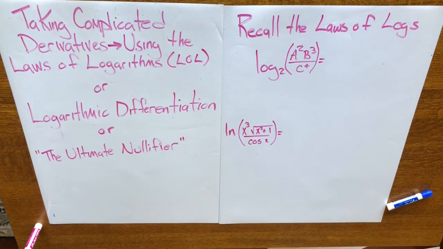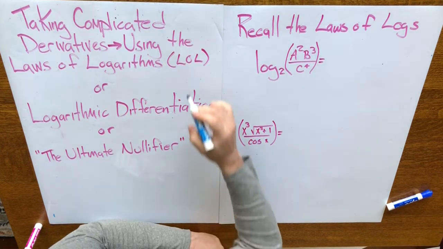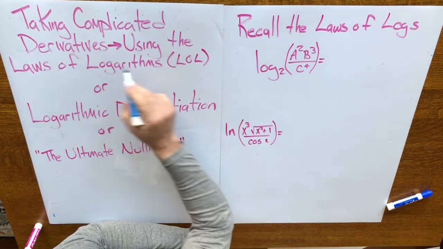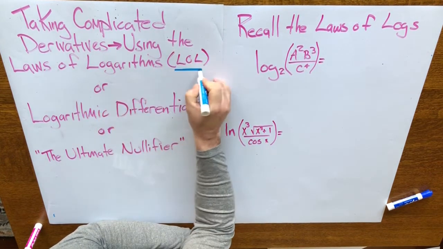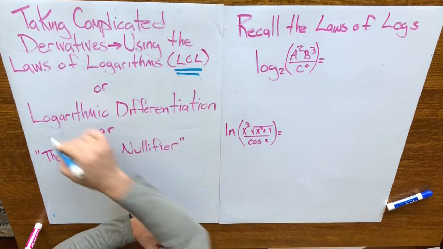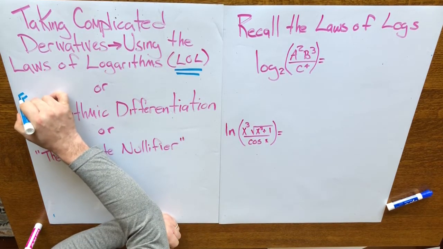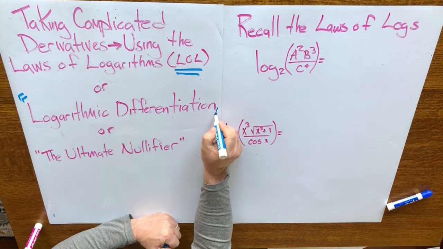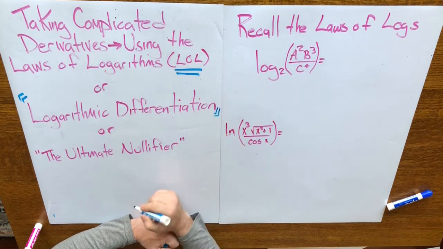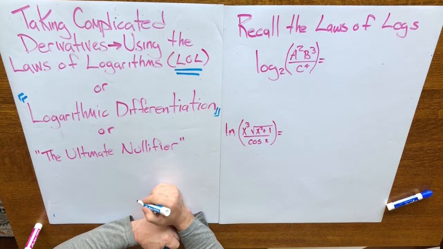This is the last section for this unit. It involves kind of a cool way of taking the derivative of really complicated expressions. So I've given this one 3 different titles. Taking complicated derivatives using the laws of logarithms. I usually call it logarithmic differentiation. It's a technique used to take the derivative of expressions that are really hard to take the derivative of otherwise.